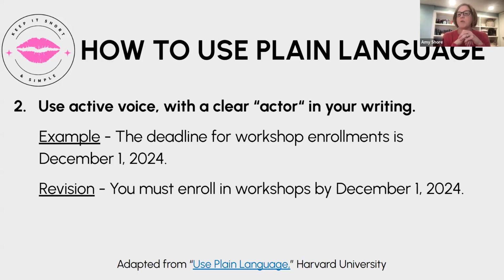by December 1, 2024. So again, we're not talking about everything you write. We're talking about instructions to students, emails, those kinds of quick communications where you want to direct students. They don't have to say, okay, the deadline for workshop enrollment is December 1, 2024. What does that mean? Oh, what it means is you must enroll, right? It tells them also an action they must take.